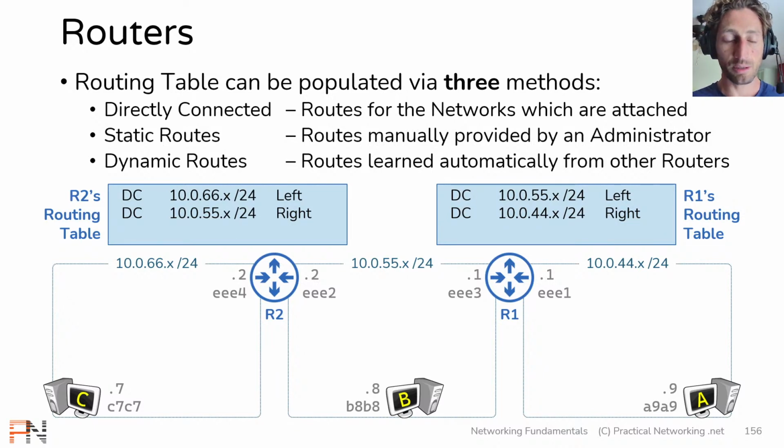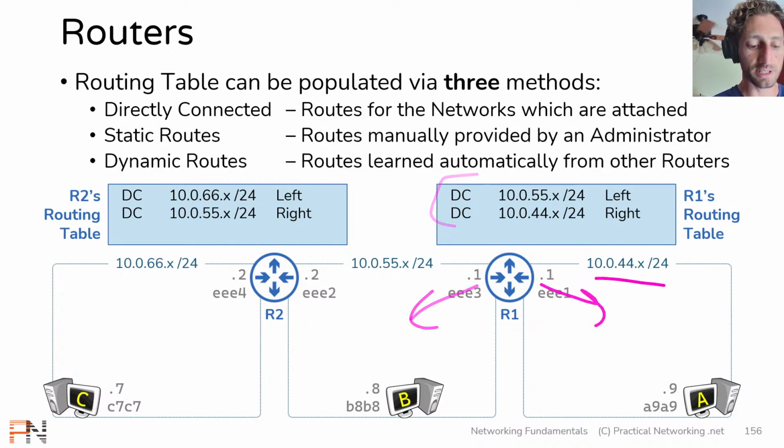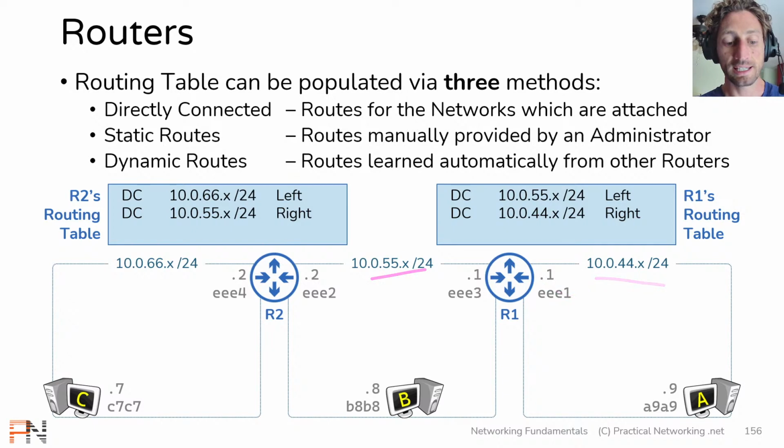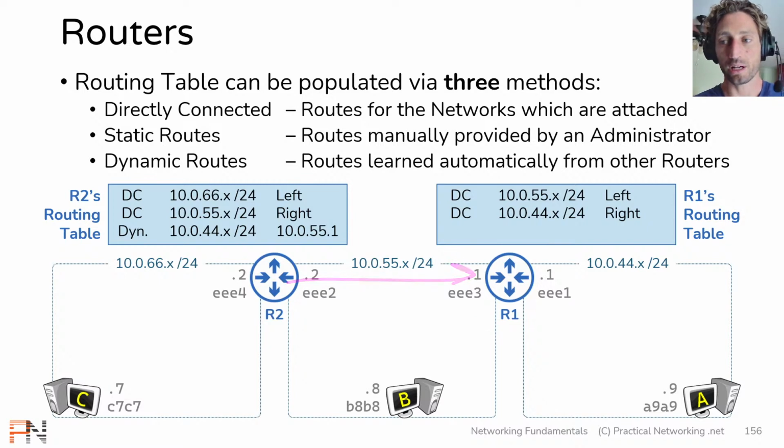So in this particular example, R1 knows about two directly connected routes, the 10.0.4.0 and the 10.0.5.0. It's going to talk to R2 and it's going to tell R2, hey listen, I know about the 10.0.5.0 network and the 10.0.4.0 network. R2 is going to be like, oh, well, I already know about the 10.0.5.0 network, but I don't know about the 10.0.4.0 network. I'm just going to send anything for the 10.0.4.0 network to R1, to you, and then you can deal with it from there. That's what a dynamic route is.